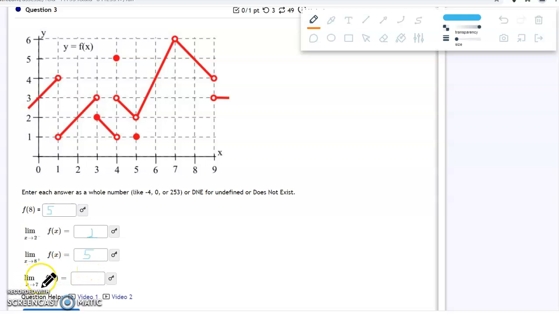And now the limit as x approaches 7. Now let's notice this is neither right nor left. This is both sides. So let's go to the 7. Notice there's no point here, but if we approach 7 from the left of it, it's going towards 6. If we approach 7 from the right of it, it's again going towards 6. The limit is 6. So remember, the limit is what it tends to go toward. It doesn't actually have to have a point there.